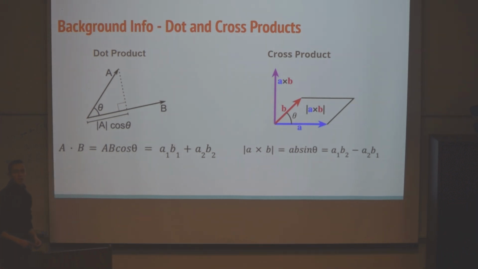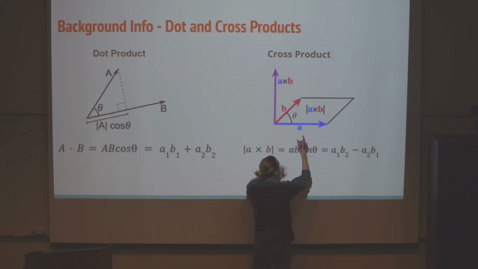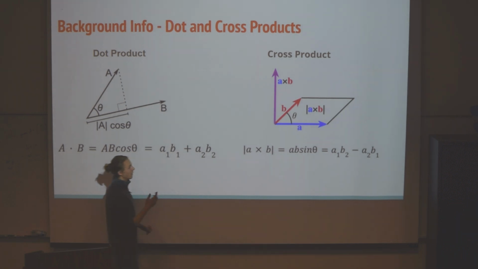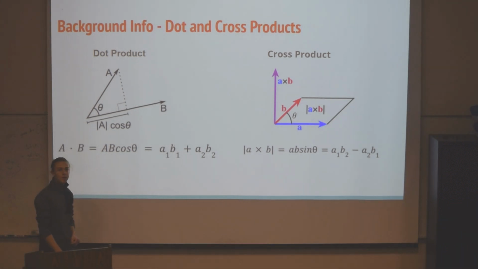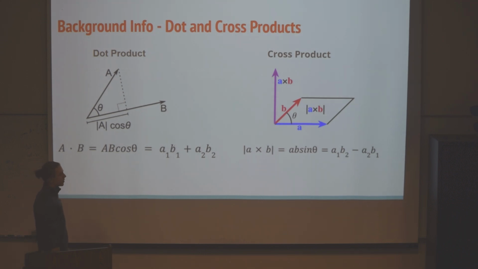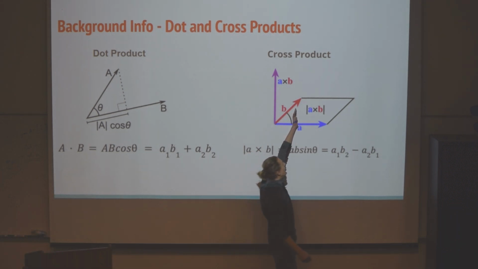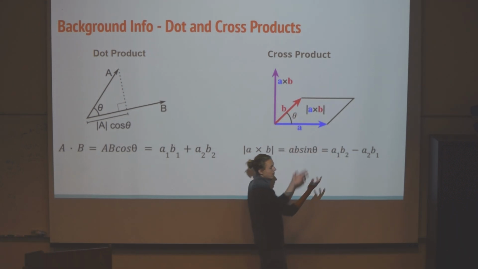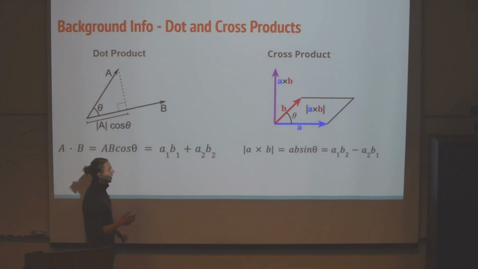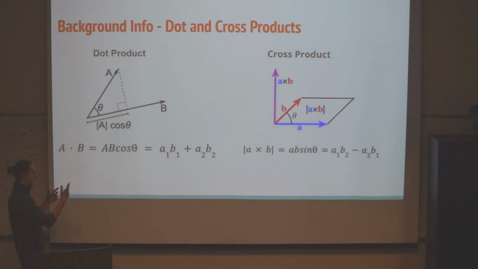Why is it AB sine theta on the cross product? Okay, so this right here, this height is B sine theta, right? And this length is A, so the whole area of that parallelogram is A times B sine theta, because it's just the base times the height. If I took a triangle from here, I could just cut it and put it here, and then I'd have a rectangle, and that would be dimensions A by B sine theta. And that's how I find my area.